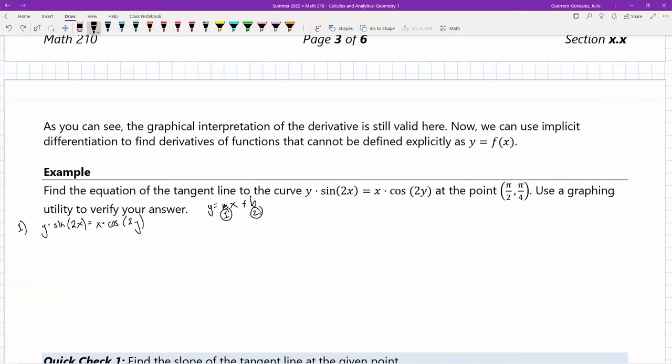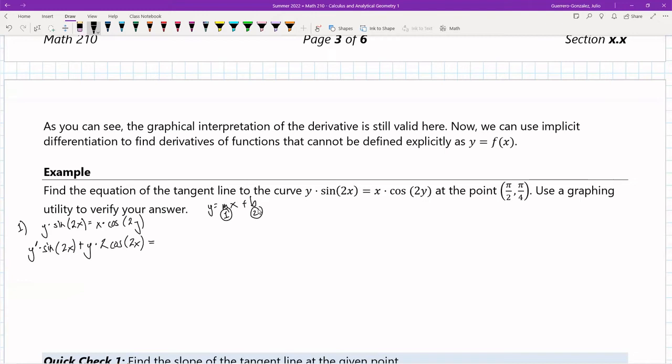So the derivative of the first, so the derivative of y is just y prime. Remember how I told you guys, take the derivative of y, you get y prime all the time. Okay, times sine of 2x plus y times the derivative of sine of 2x. And that's going to be times 2. The derivative of sine is cosine of 2x is equal to. Now I get to take the derivative of the right-hand side.